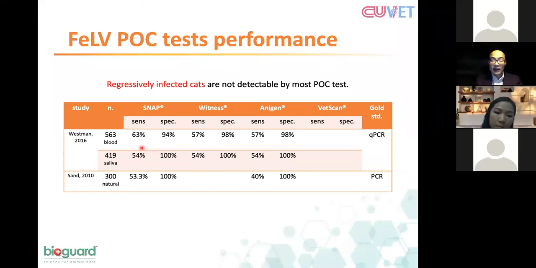And that is the biggest drawback of all point of care tests available in the market right now: they cannot detect the cat without antigenemia. So whenever you perform a point of care test for FeLV, even if it turns negative, you have to bear in mind that there is a chance that the cat is regressively infected, and you should confirm by using molecular techniques such as PCR.